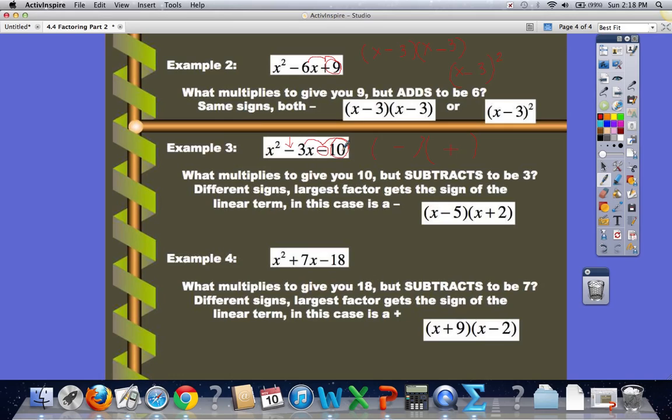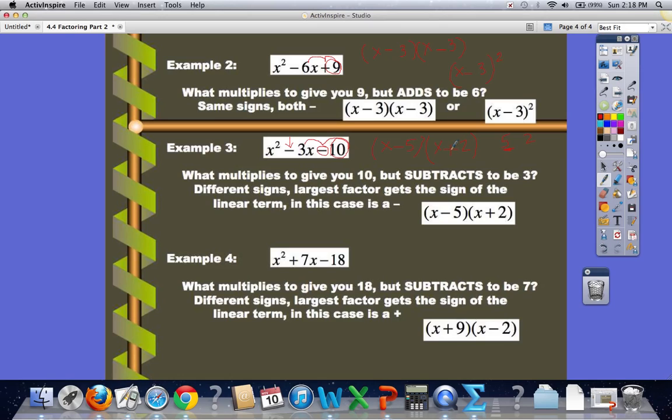Well, 1 and 10 doesn't subtract to be 3. Let's see, 5 and 2. 5 and 2 subtracts to be 3. Which number is bigger, 5 or 2? 5. That gets the sign that's in front of this linear term. So the 5 has to go here, and the 2 goes back here, and you split it up. Now, it doesn't matter if you put the plus 2 up here and the minus 5. It does not matter because multiplication is commutative, which means you can do it in any order. What does matter is making sure you have the signs with the right number.